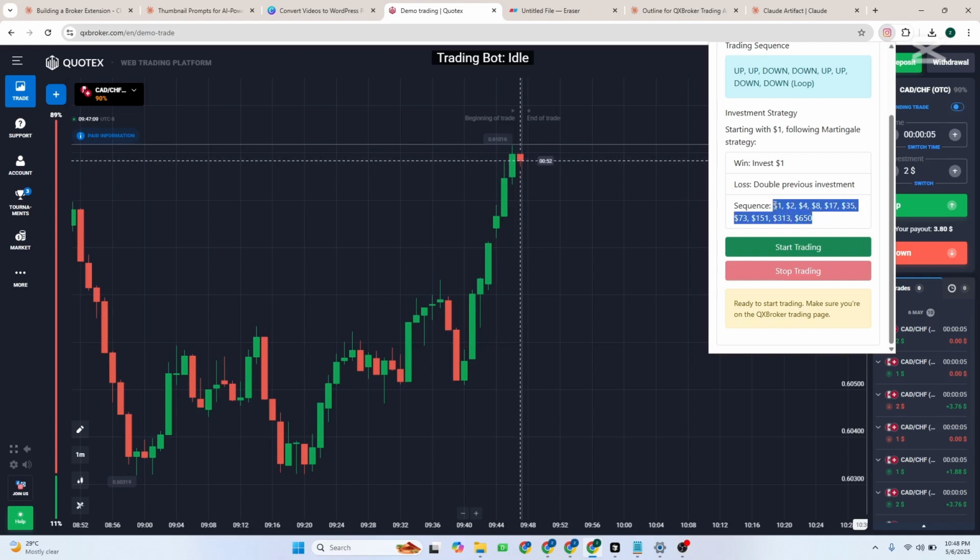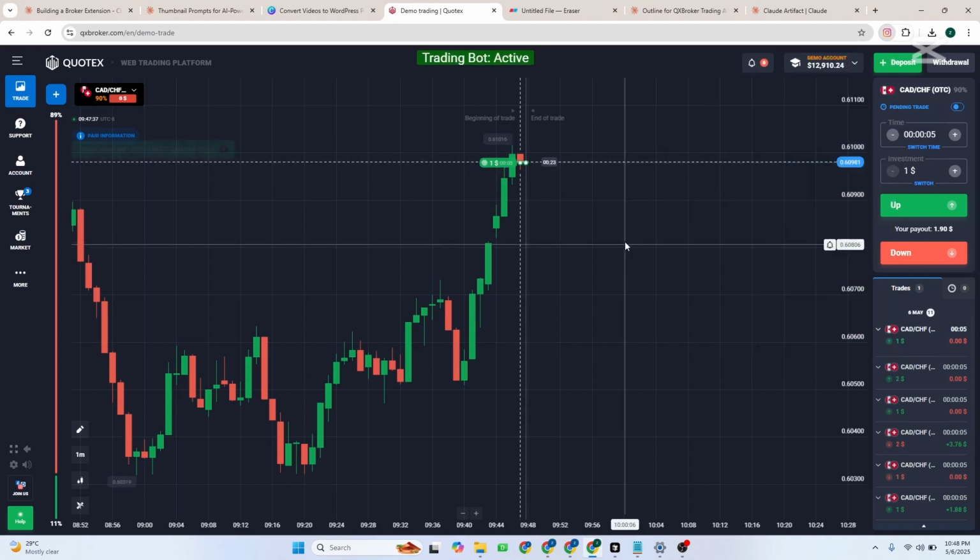At any point, if a trade wins, say at $17, it will save the profit and start again from the first step. It means if our trade wins, it will invest $1 from the starting point. And if at any point it starts losing, it will again double the investment of the last previous trade.